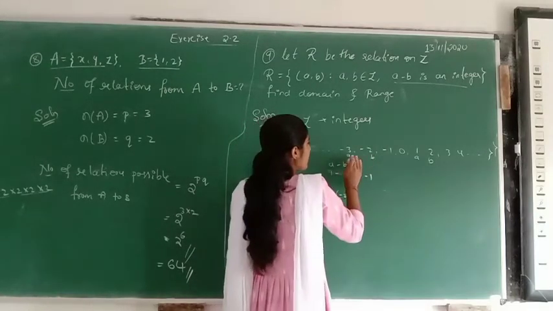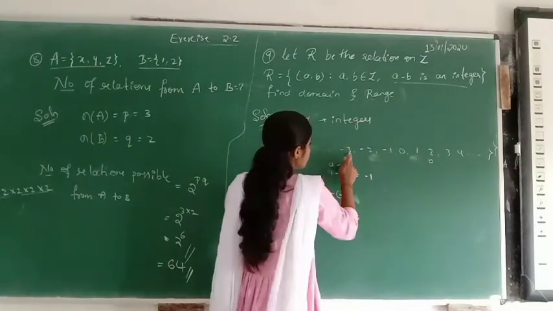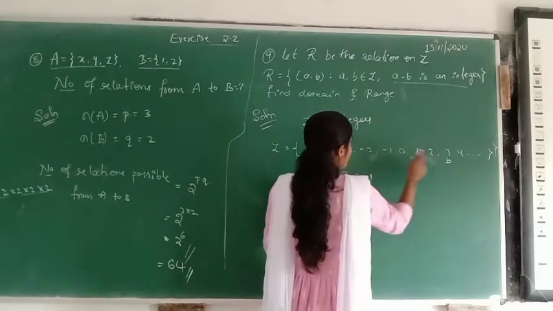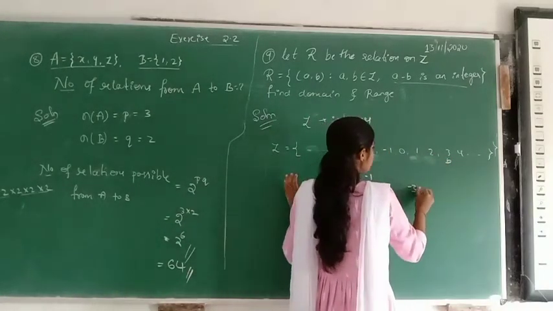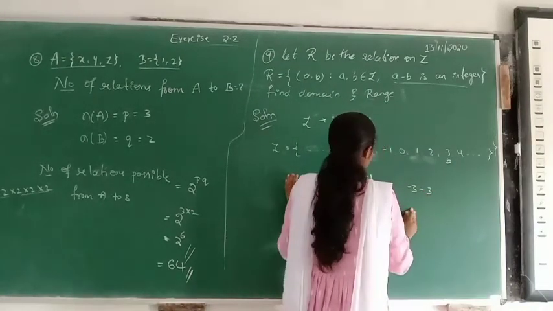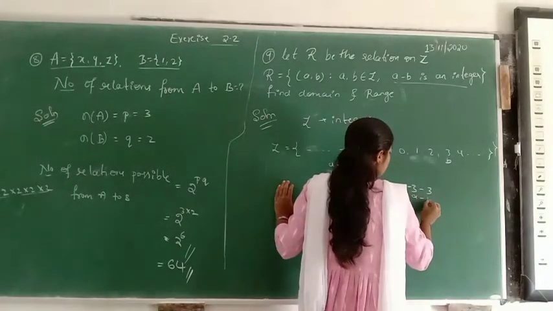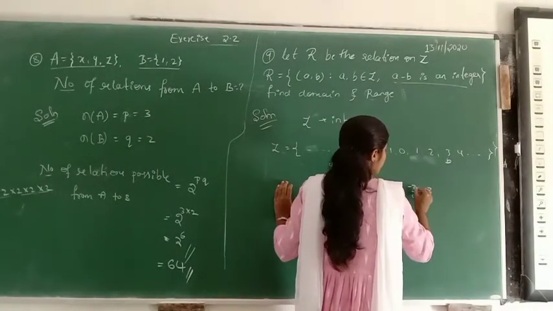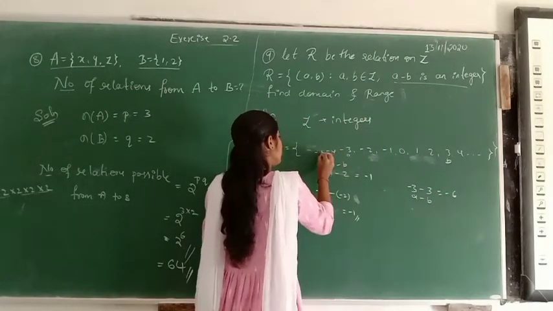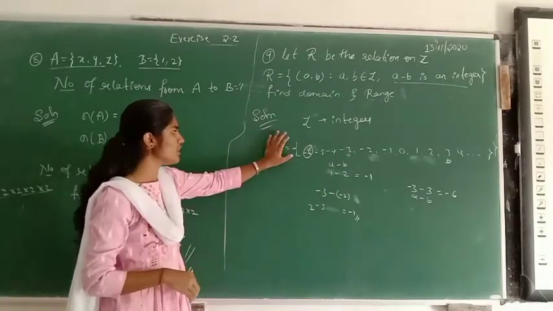Now take A as minus 3 and B as 3. Then A minus B is minus 3 minus 3, which will be minus 6. Minus 6 is again present in the set of all the integers.